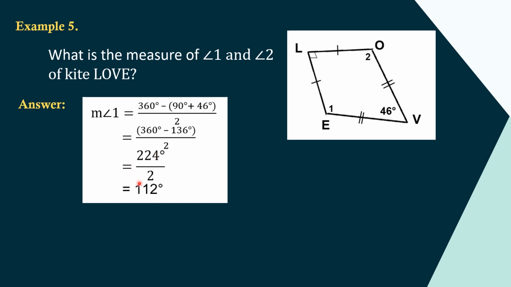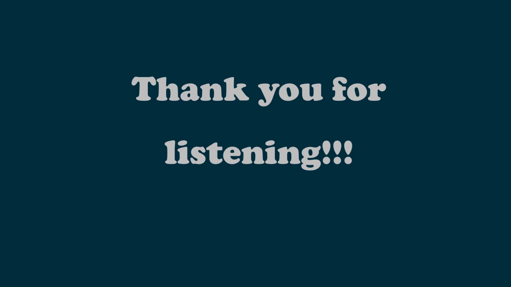But we need to divide this by 2, again, because the measurement of angle 1 is equal to the measurement of angle 2. That means angle 1 is equal to 112 degrees. But since angle 1 is congruent to angle 2, that means the measurement of angle 2 is also equal to 112 degrees.